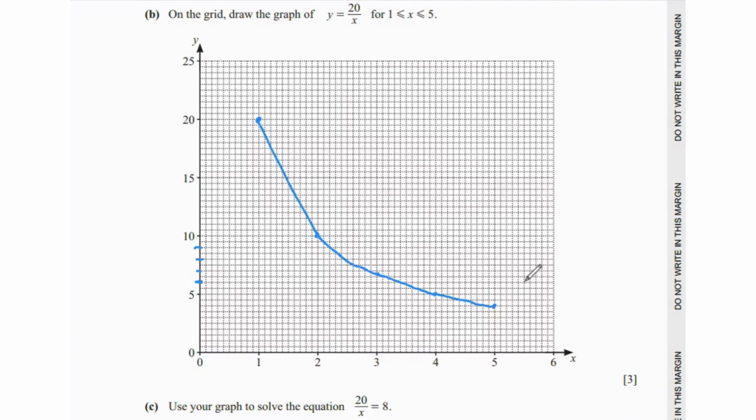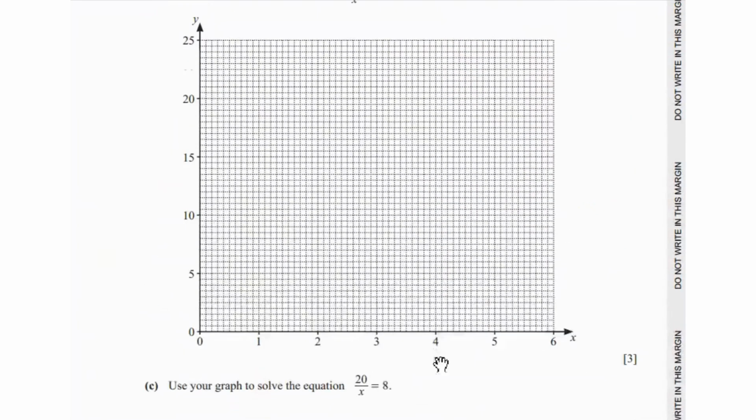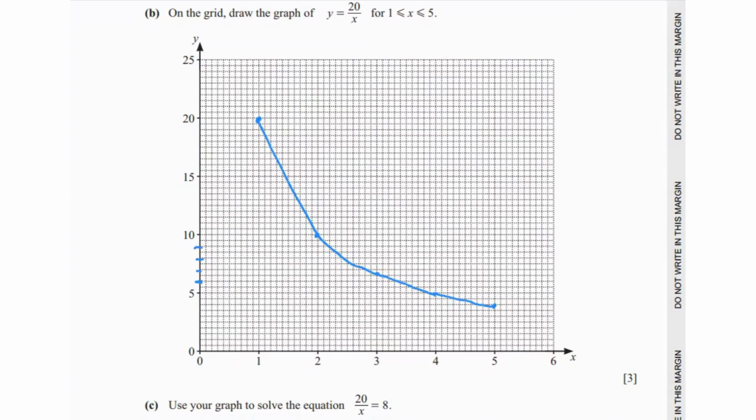That's our graph. Then it says use a graph to solve the equation 20 over x equals 8. So for 20 over x equals 8, that means we have to draw a line at y equals 8 and see where the line is intersecting with the graph. So this is y equals 8. And the graph and line are intersecting at this point, which is, I'm getting 2.4 for this.